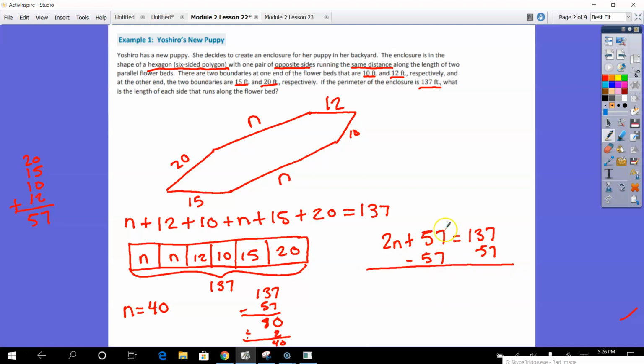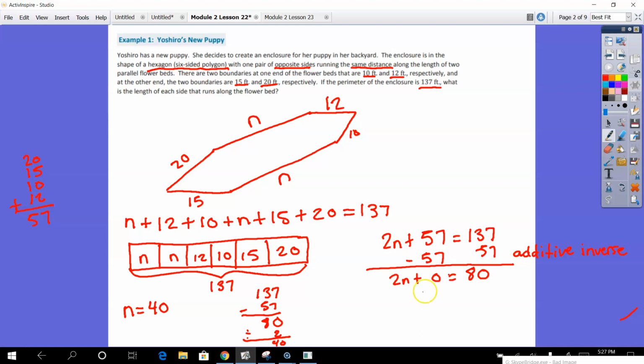So right here, positive 57 minus 57, we know that equals zero. They are additive inverses. And if you do it to one side, you have to do the same thing to the other. So we find our additive inverse. So we have 2n plus 0 equals 80.